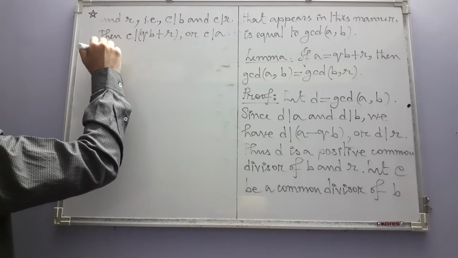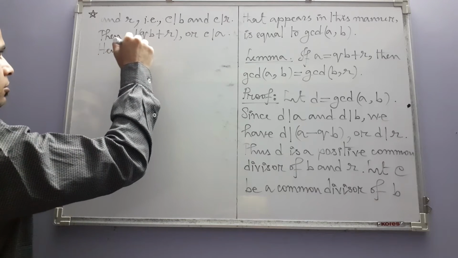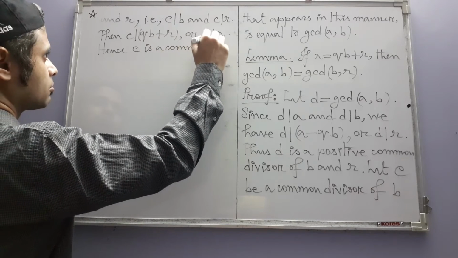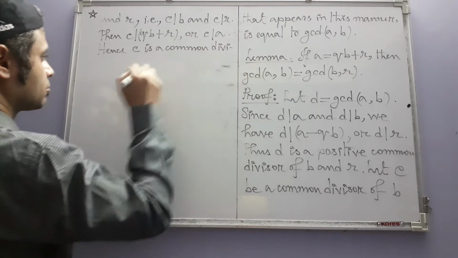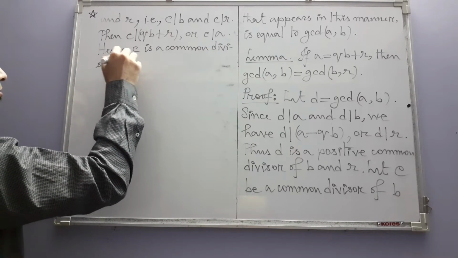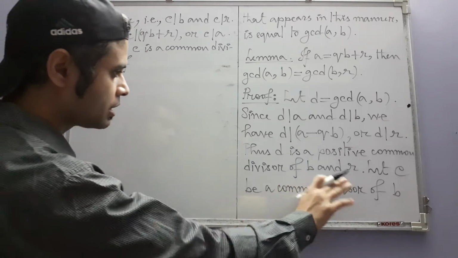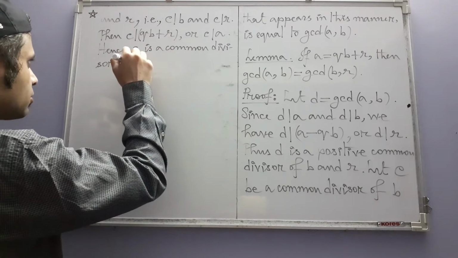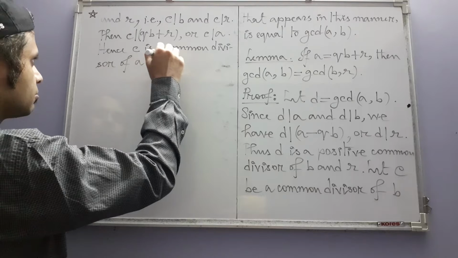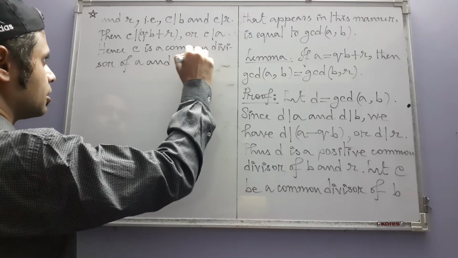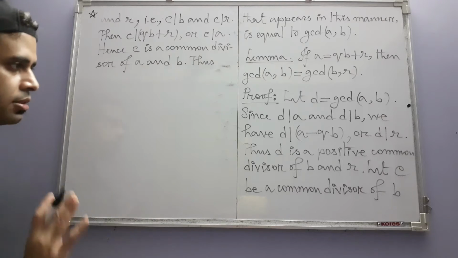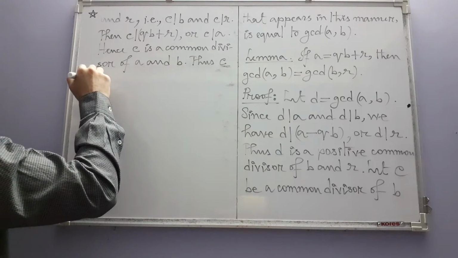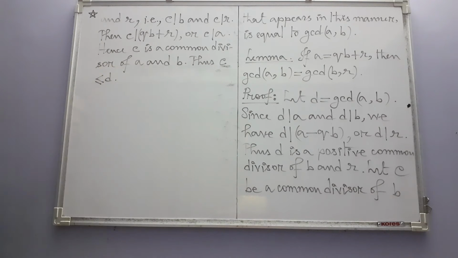Hence, C is a common divisor of A, and already C was assumed to be a divisor of B, but now we have shown that it divides A also. So it's a common divisor of A and B. But D is the GCD of A and B, the greatest common divisor. So by the definition of D, C is less than or equal to D.